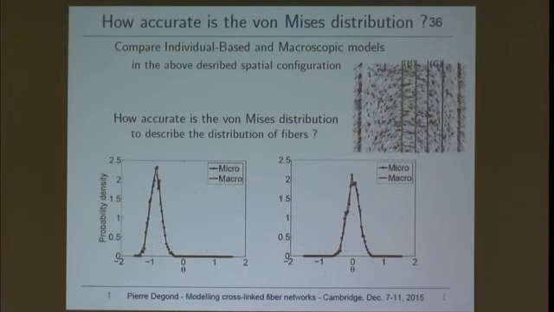Now let's discuss how accurate the von Mises distribution is. Typically this is a simulation, and we did statistics of the fiber orientation in this region and in this region, and the answer is here. You have a comparison between the micro and the macro, and you see that the von Mises distribution is a very good approximation of the fiber orientation statistics.